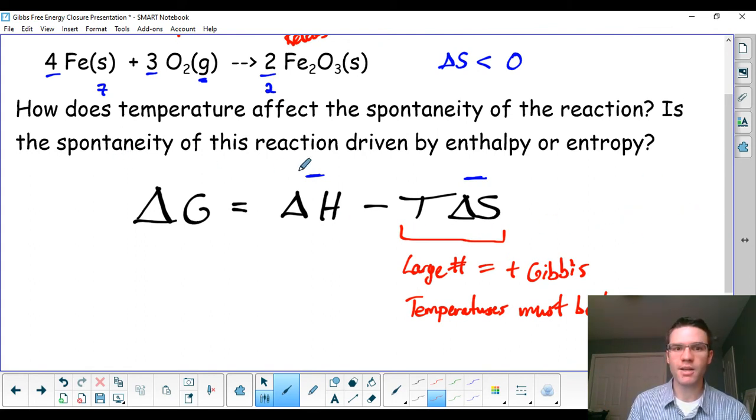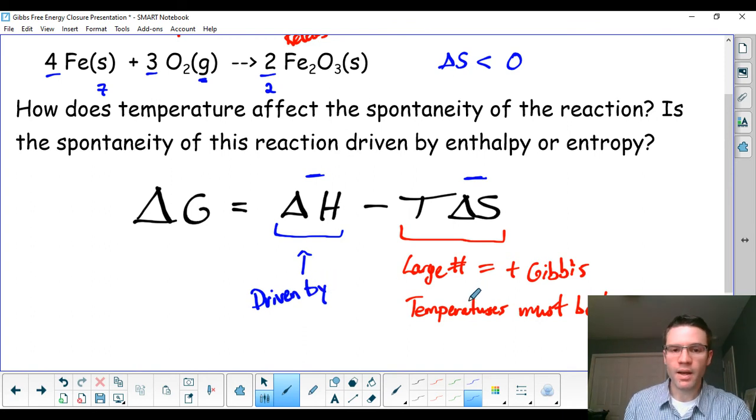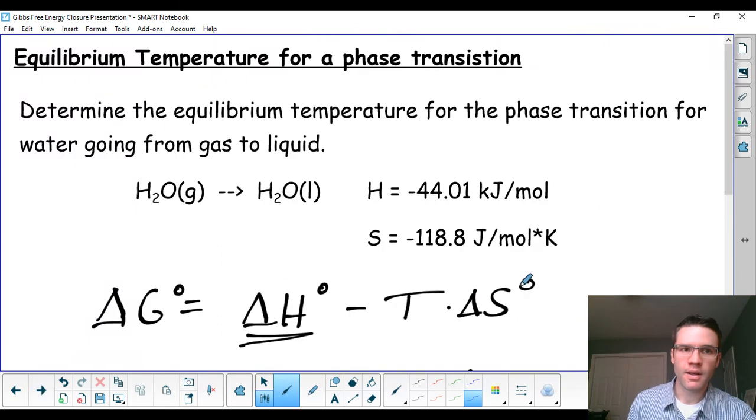Is the spontaneous reaction driven by enthalpy or entropy? If you want it to be spontaneous, we want this number here to be larger than our delta S. So our spontaneity is driven by this number, because this is what's causing our Gibbs free energy to be negative. So we would say this is driven by enthalpy, the Gibbs free energy change.